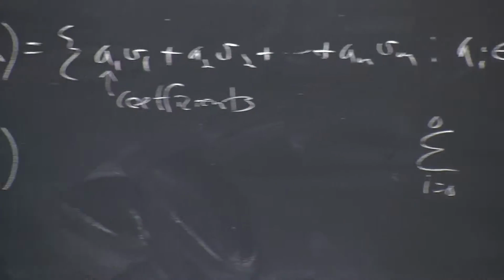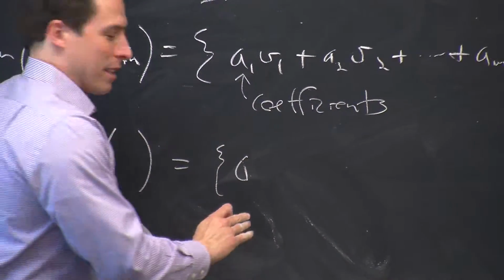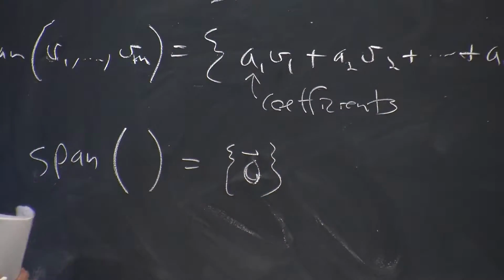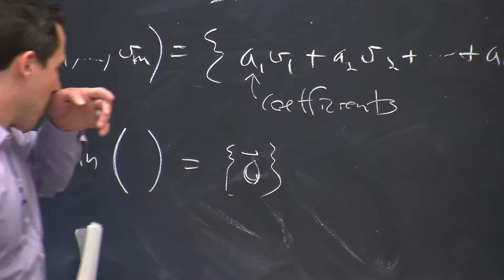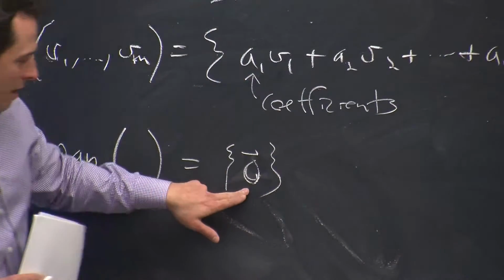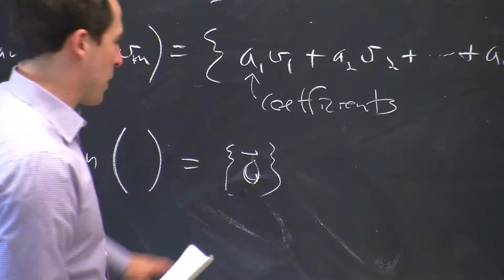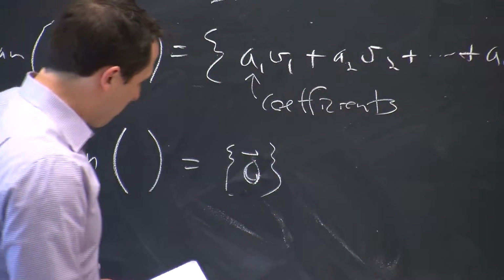The span of the empty list is kind of the identity element in our monoid of vector spaces. So the span of the empty list, it only makes sense to make that the 0 vector space. Or you could think of that as a convention if you don't believe this principle.